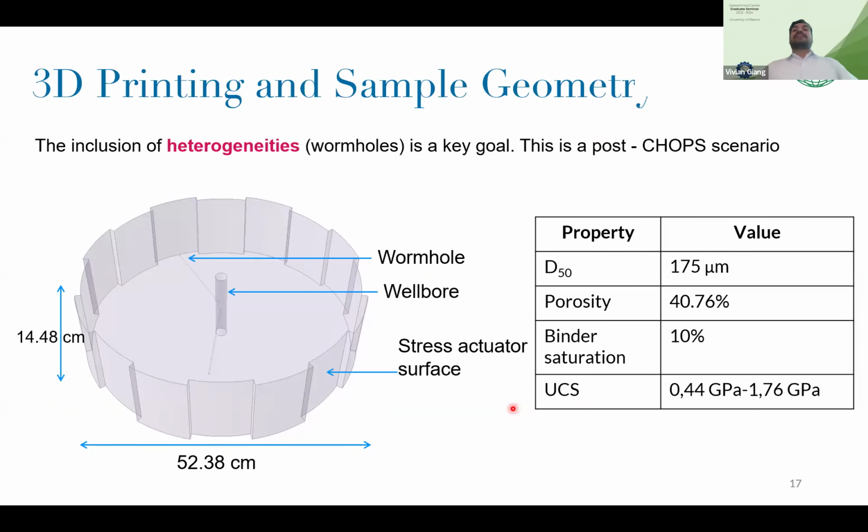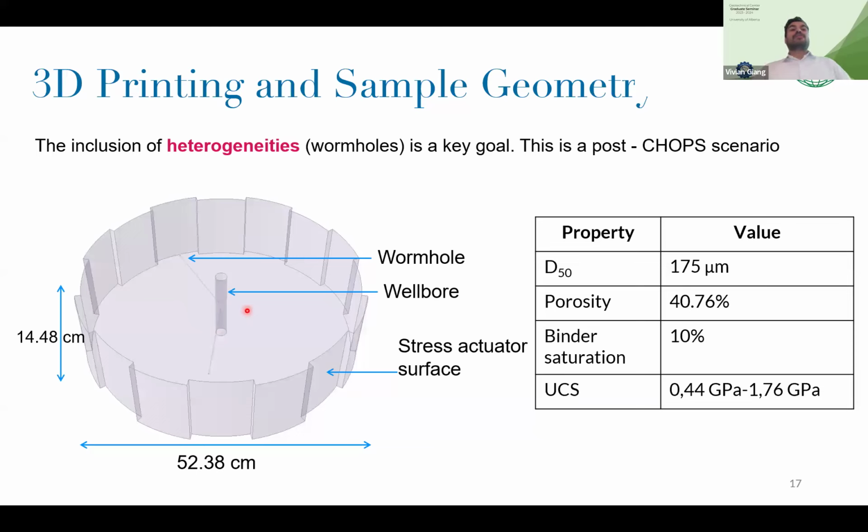Now let's talk about the sample that is going to be right there in that setup. So here is the wellbore, the space for the wellbore. Here are the wormholes that we talked about at the beginning. So these are not solid. They were kind of empty. What they have inside was just loose sand that allows the sand to move out. But the rest of the sample is a solid rock.